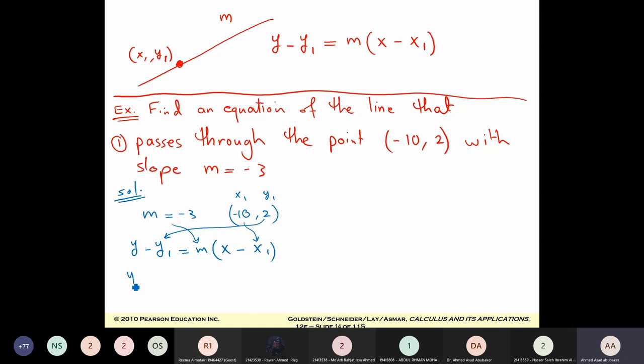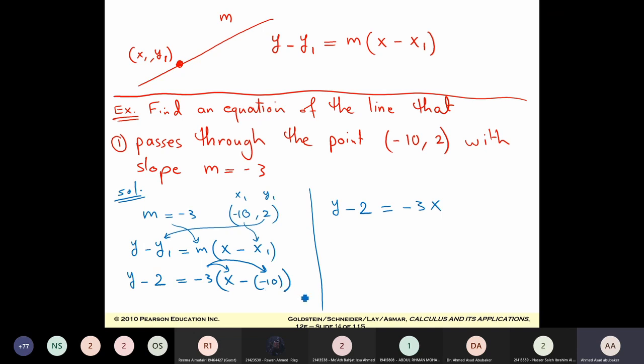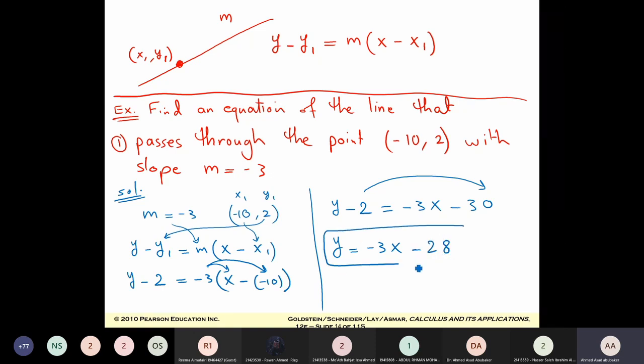Okay, now y minus 2 equals negative 3 times (x minus negative 10). So now we have y minus 2 equals, multiply negative 3 with x, we have negative 3x. Negative 3 multiplied by 10, because minus negative 10 is positive 10, multiplied by negative 3, gives negative 30. Now, the last step, move the negative 2 to the other side. So we have negative 3x, minus 30 plus 2, so we have negative 28. This is the equation of the line. Good, ya Omar. Okay.